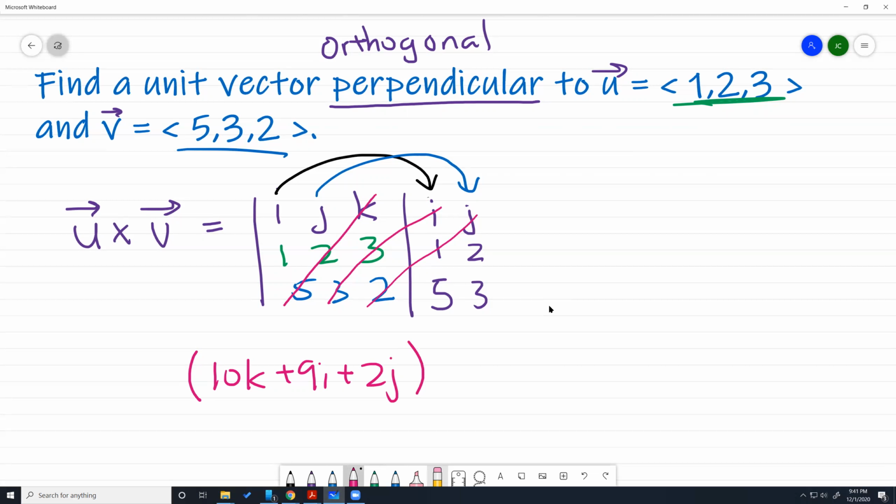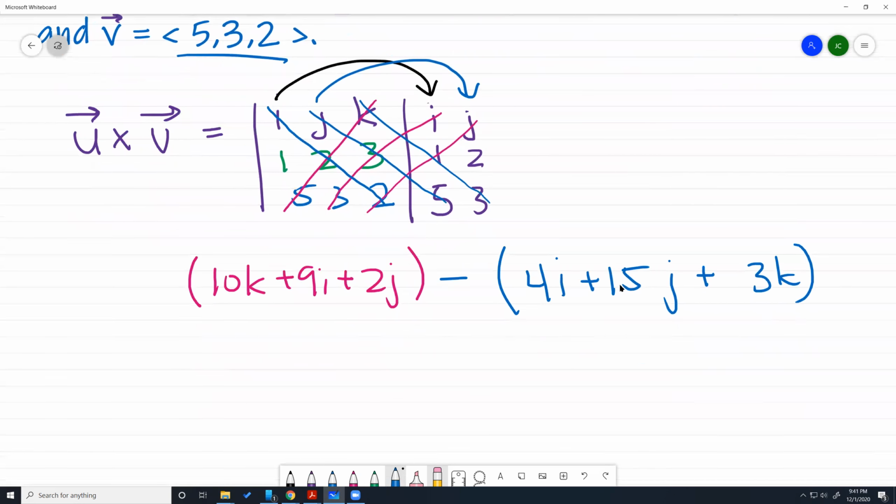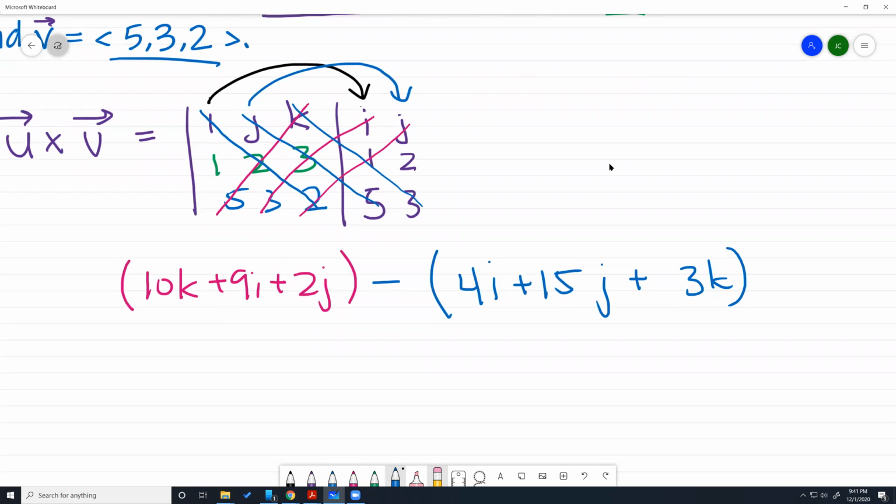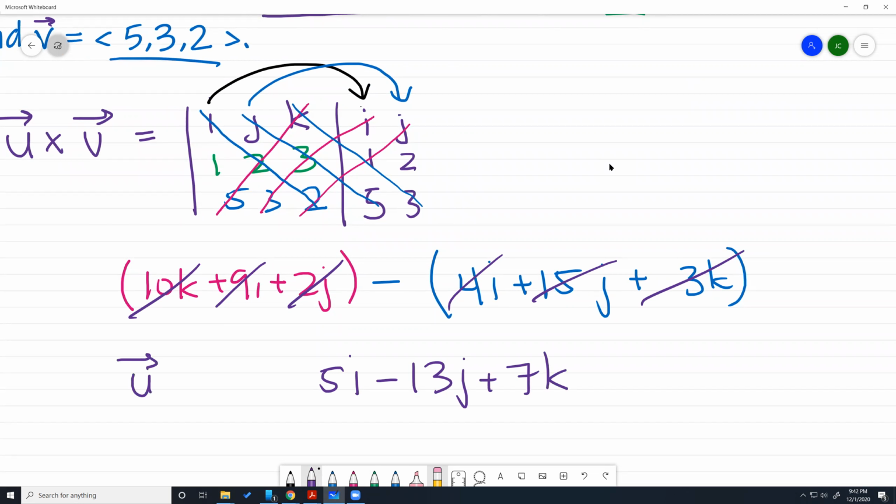Then you're going to do the same, but going the other way this time, from top left to bottom right. I'm doing that in blue. You're going to subtract this quantity though. So i times 2 times that's 4i plus 15j plus 3k. Then you can go ahead and clean this up, collect like terms, subtract the quantities. For example, 9i minus 4j is 5i, 2j minus 15j is minus 13j, and 10k minus 3k is 7k. So this is our new vector. That's the cross product of u and v.